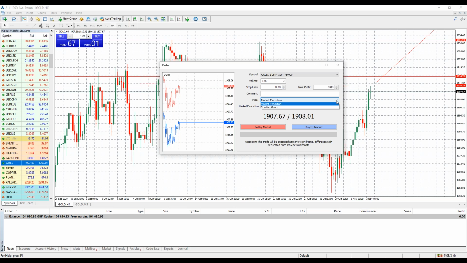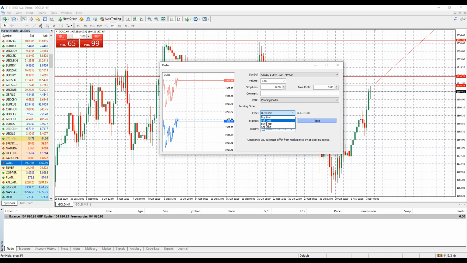When I want to do a pending order, I've got to switch to pending order, and then I have to know, well, which type is it if I want to buy from 1915? Well, I have to know that it's a buy stop, the type of pending order that buys from a higher price than it is now. So 1915. Okay, and then take profit 1927, and stop loss 1909.